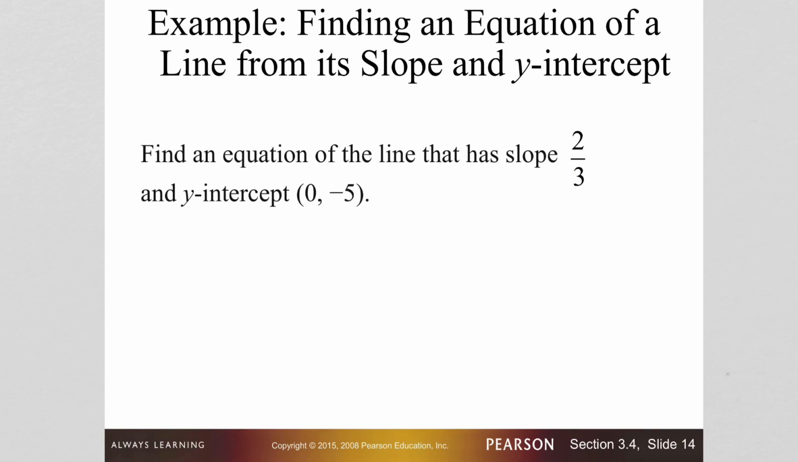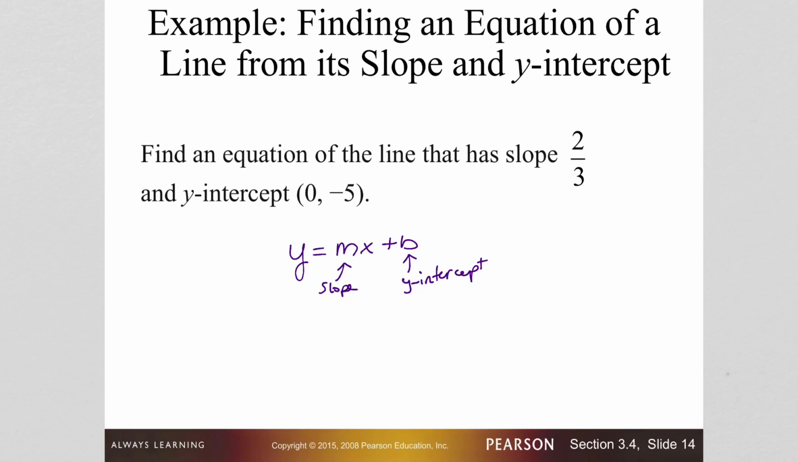Okay, so on this problem it says find an equation of the line that has a slope of 2/3 and a y-intercept of (0, -5). Remember, if I use y equals mx plus b, m is my slope and b is my y-intercept.